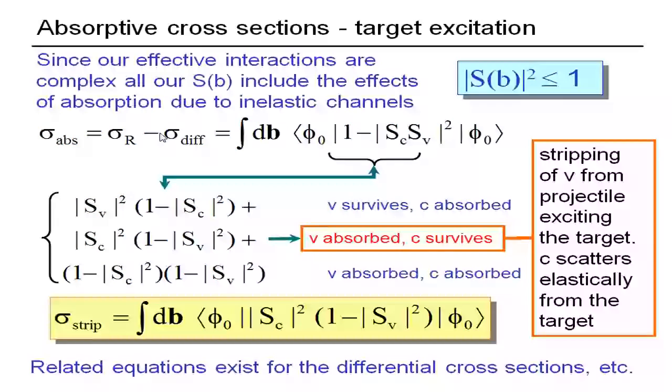Then there's another term involving this one, where the core comes out and reaches the detector, but the valence particle does not. Okay, fine. And then there's the other one, which must be there, that neither the core nor the valence particle comes out, and that's a more complicated absorption event.